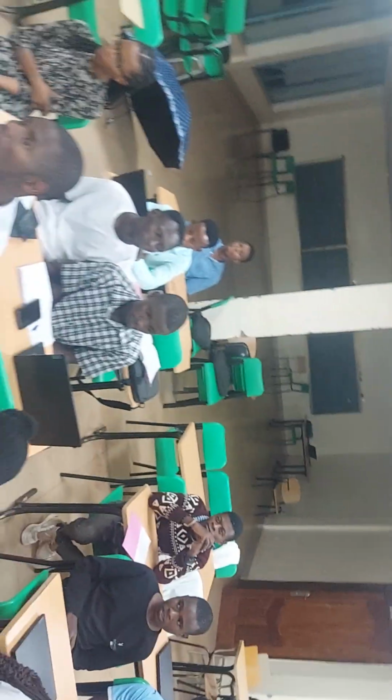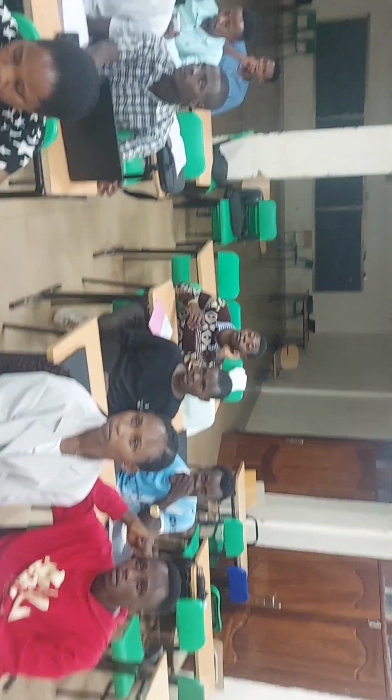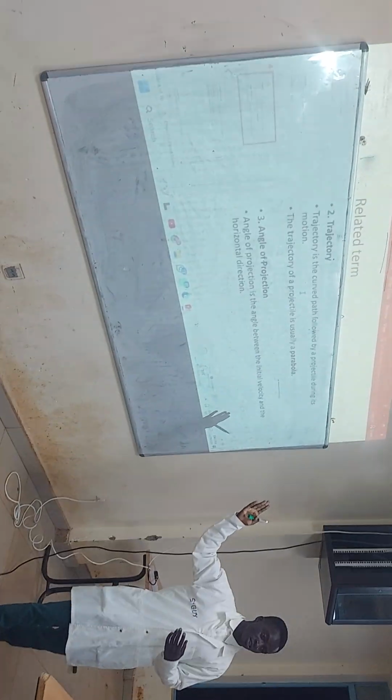So, Charles, stand up and read the second related term. Trajectory is the curved path followed by the projectile during its motion. The trajectory of a projectile is usually a parabola. Thank you. As was said, the trajectory is the path that is followed by the projectile during the motion.